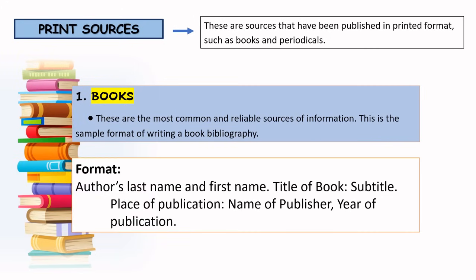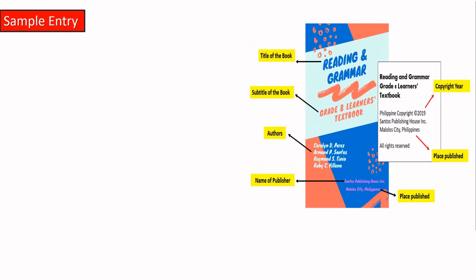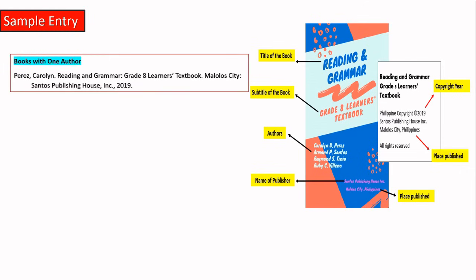Author's last name and first name, period. Title of book, colon. Subtitle, period. Place of publication, colon. Name of publisher, comma, and year of publication. Now take a look at this sample book cover with labels for its different parts. Here are the sample bibliography entry.